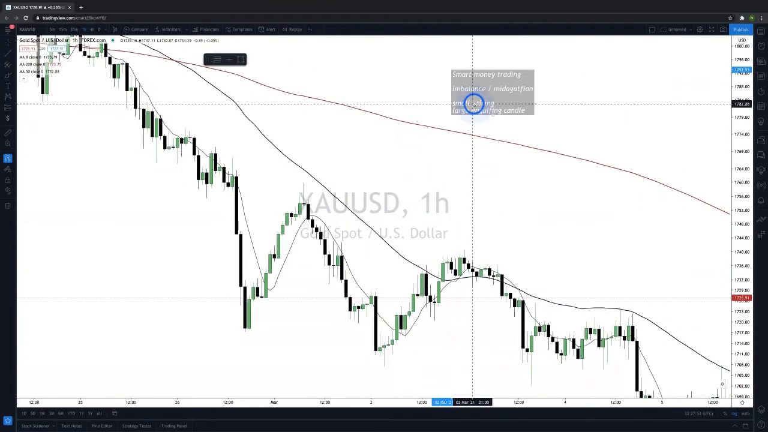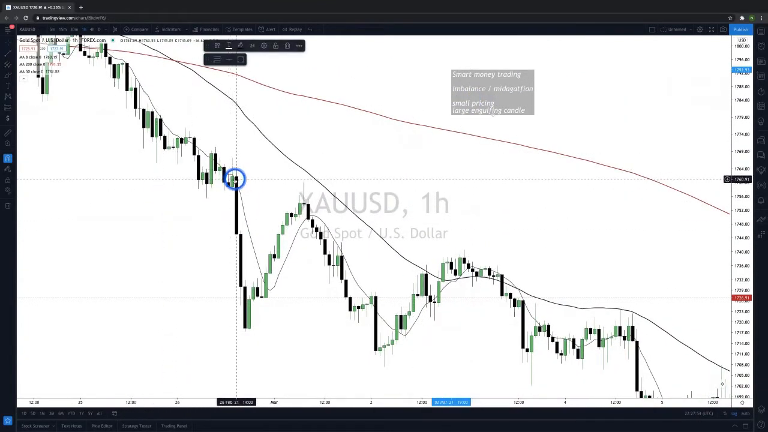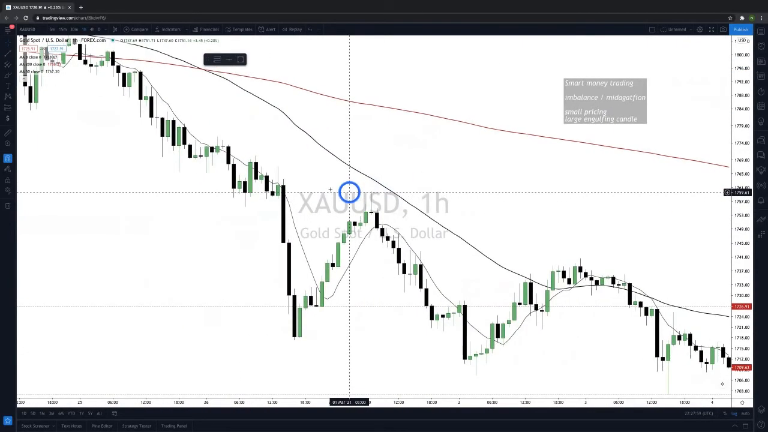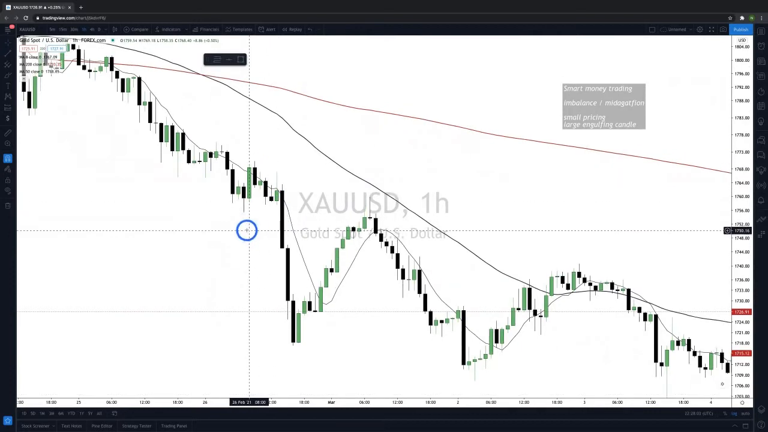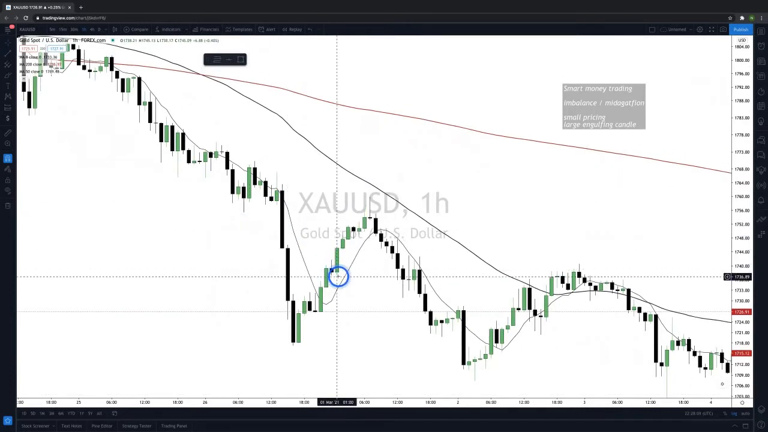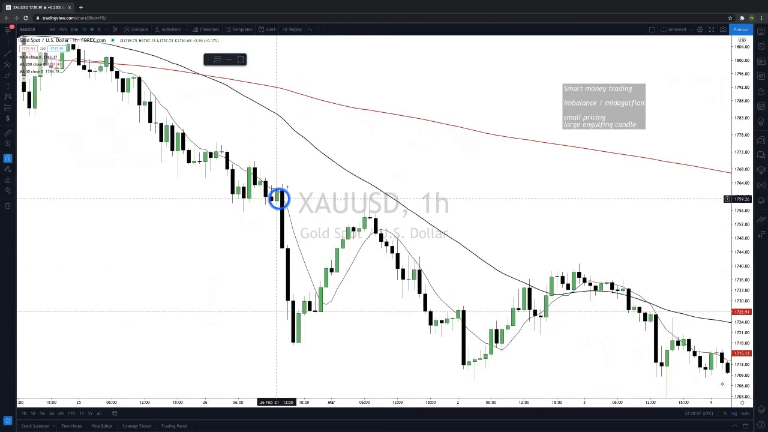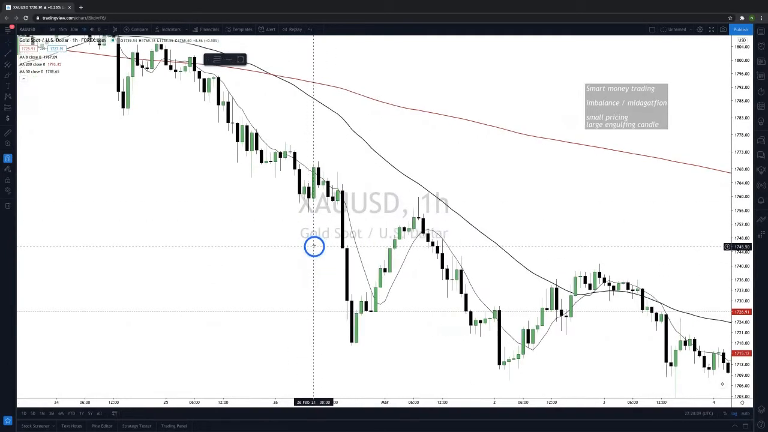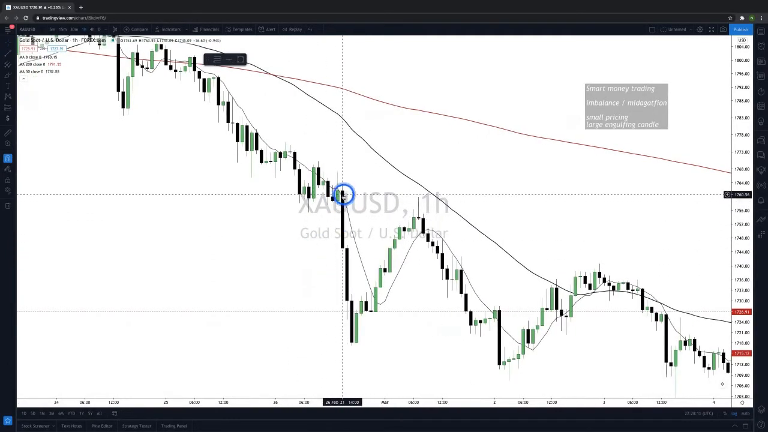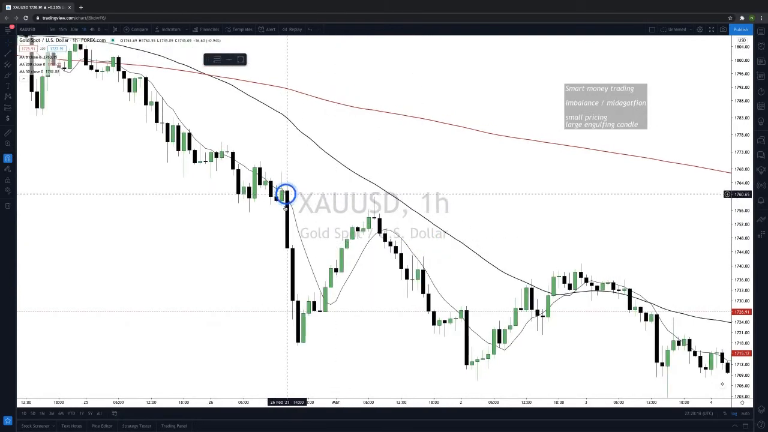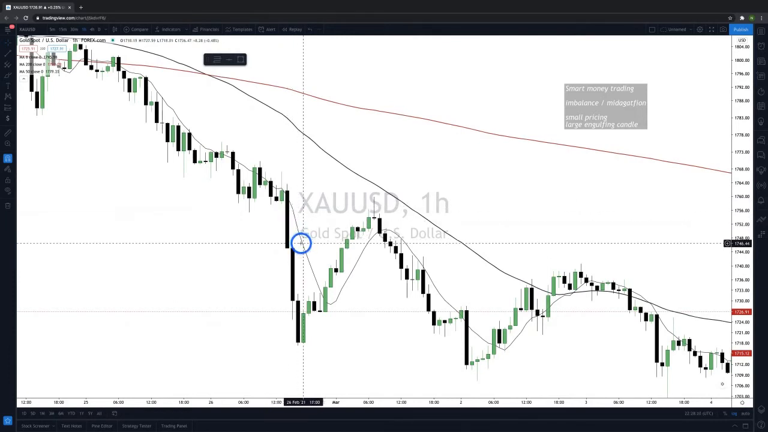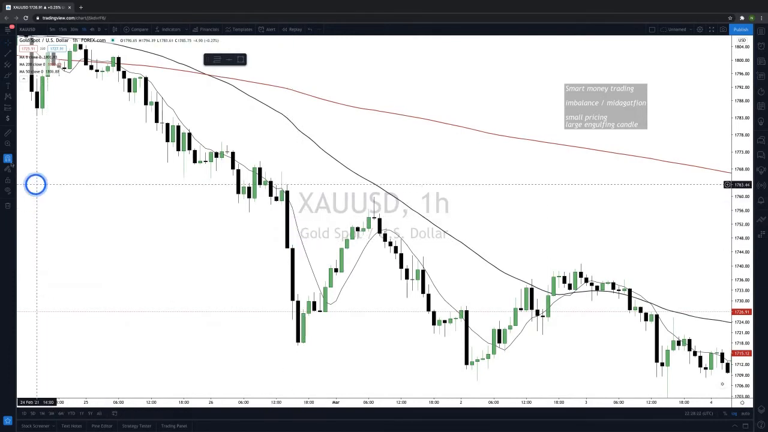What I do is I look for a small piercing candle. A piercing candle is just a body with wicks on both ends. This is a piercing candle. And this is an engulfing candle. An engulfing candle is a candle that is very, very large. It's a large, distinct candle that has a lot of momentum.